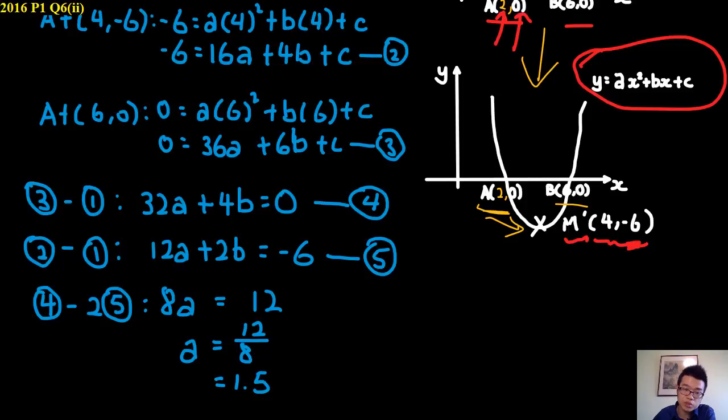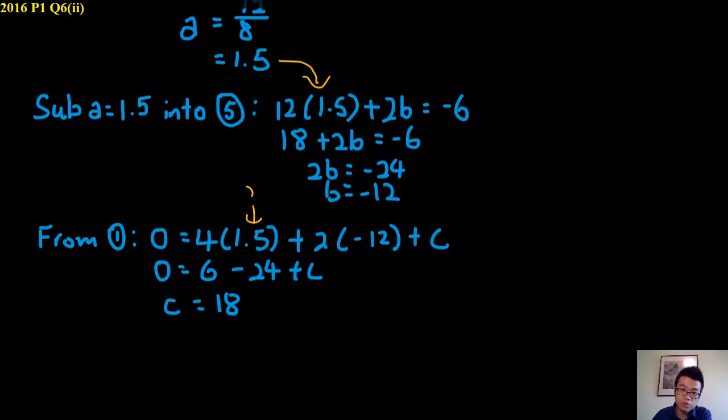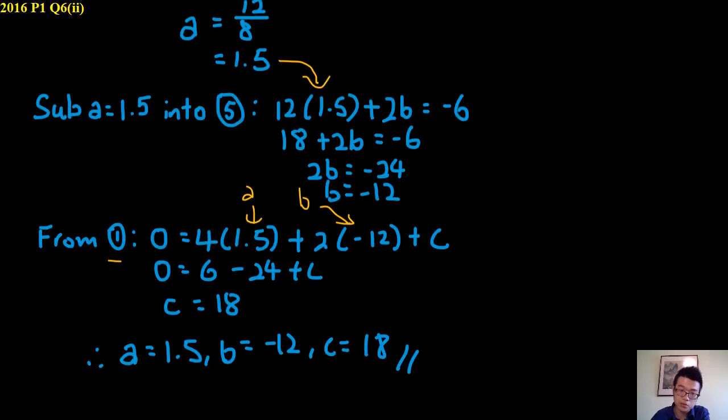The rest is just subbing into your equations. From here, subbing in, you can get B equals -12, and sub your A value and your B value of negative 12 into your equation 1, and get the C value. Just conclude then: A equals 1.5, B equals -12, C equals 18. And that's all for 6 part 2.